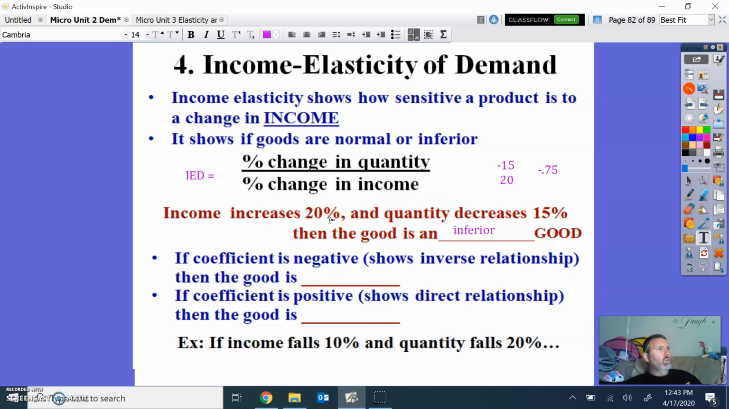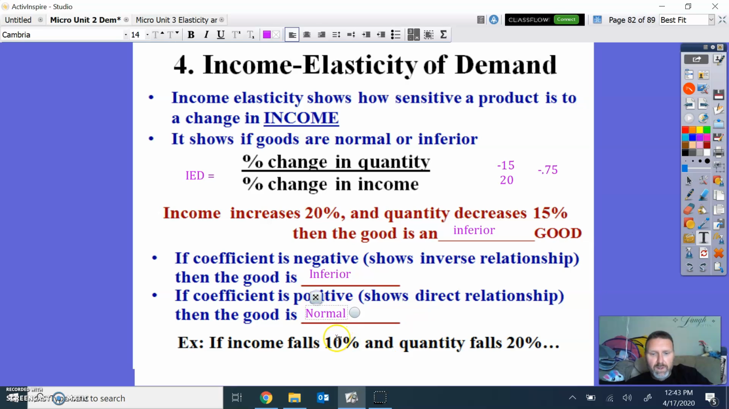Remember, we said the normal rule is if people make more money, they buy more of something. That's a normal good. If people make more money and they buy less of something, then it's an inferior good. So if the coefficient of income elasticity is negative, it's an inverse relationship. It tells us, guys, that the good is inferior. If it's positive, then it's telling us that it's a normal good.